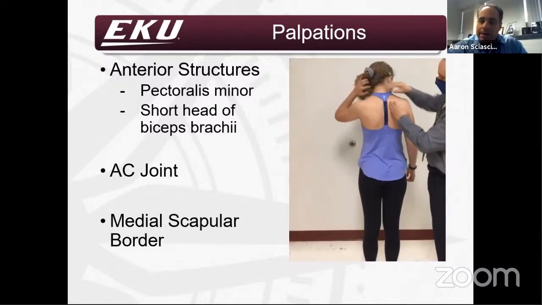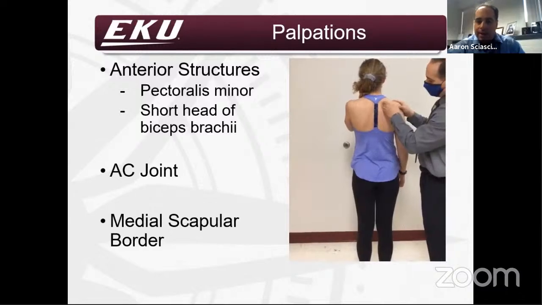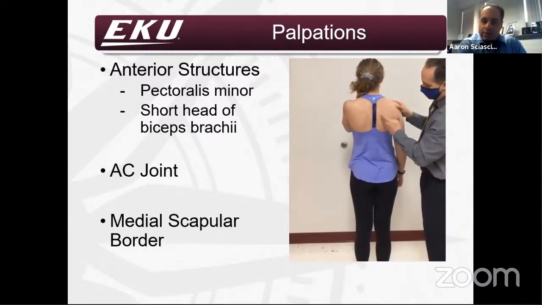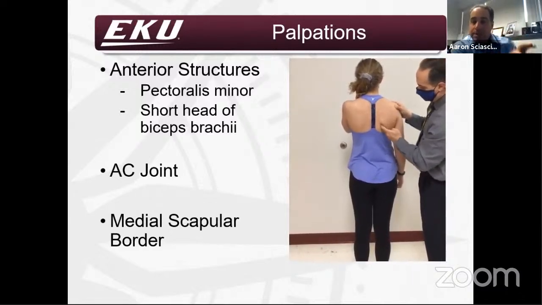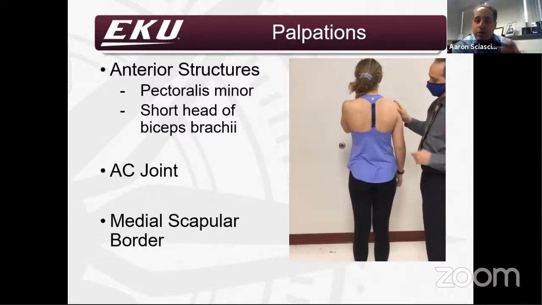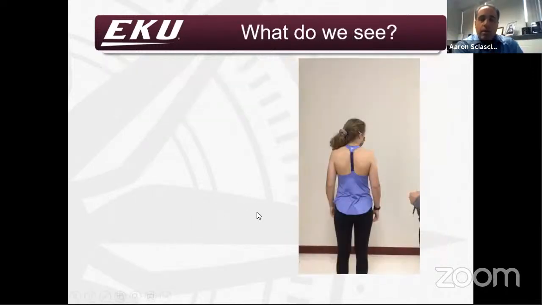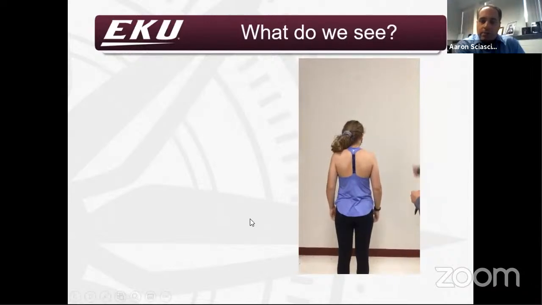We want to palpate over the attachment of the rhomboid muscles and a little bit of where the lower trapezius is as well. Now in this particular case with this actual patient, none of those areas are tender to palpation. So that's good. Now we're going to take the next step. Let's do our corrective maneuvers.